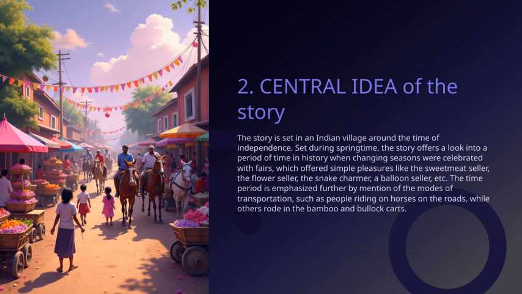You can imagine the sweetmeat sellers offering delicious treats, flower sellers brightening the streets, and even the snake charmers captivating audiences with their performances. There's also a balloon seller, adding a splash of color and excitement to the scene. What's really interesting is how the story vividly captures the modes of transportation of that era. You see people riding horses along the roads, which was quite common back then, and others traveling in bamboo and bullock carts. These details help us picture a time when life moved at a slower, more community-centered pace.